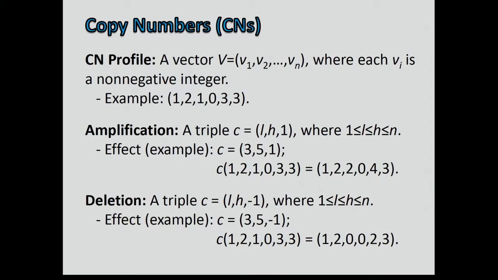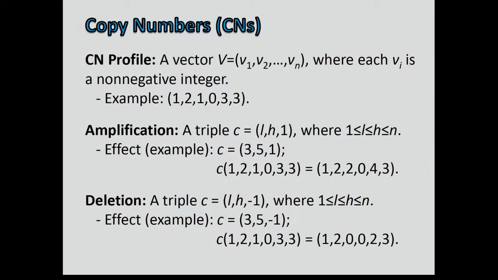Before presenting the definition of the problem, we need the following definitions of copy number, CNs. A copy number profile is a vector where the entry at the ith position, Vi, is the number of copies of gene i. We assume that Vi is a non-negative integer. For example, here we have 2 copies of the second gene in this copy number profile.